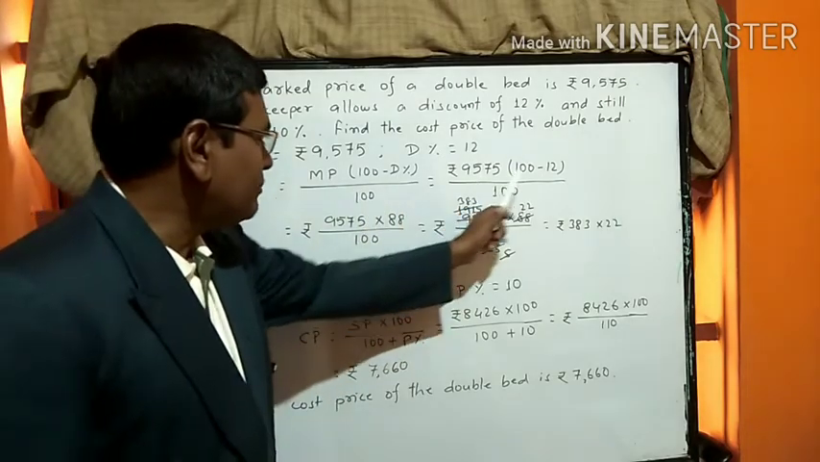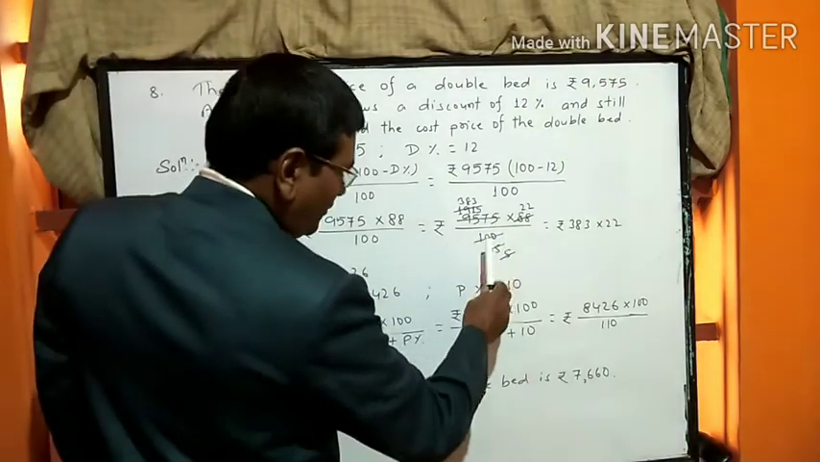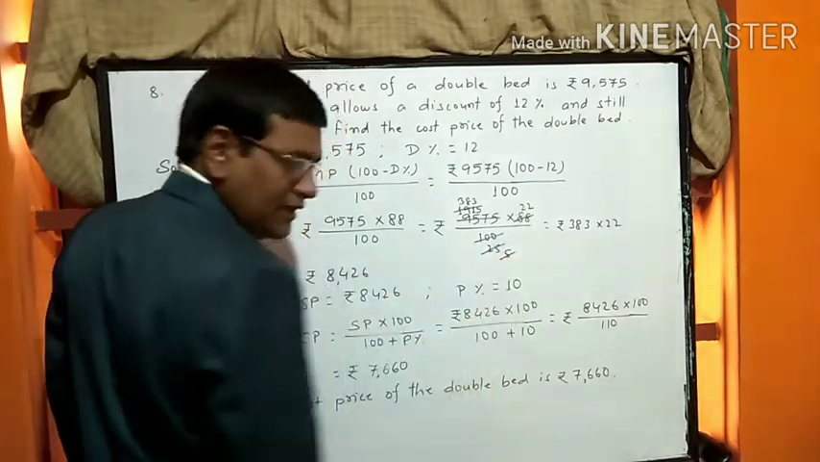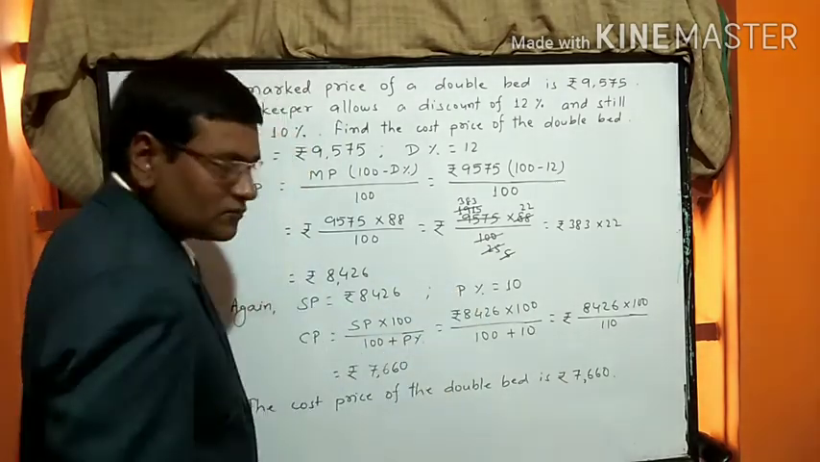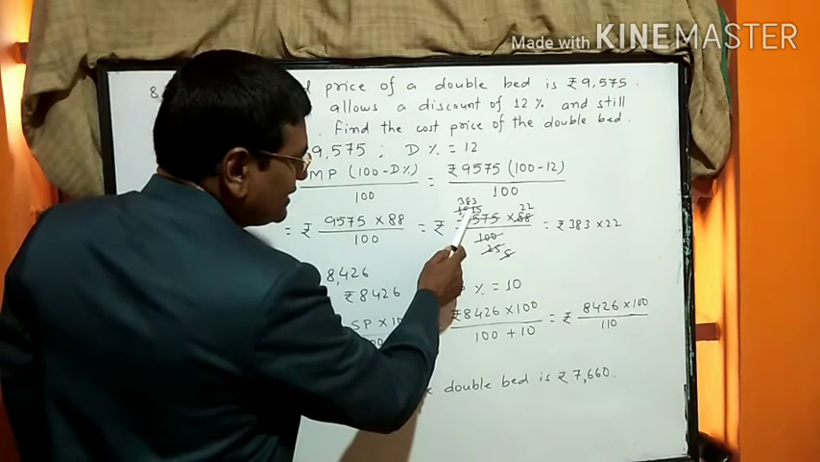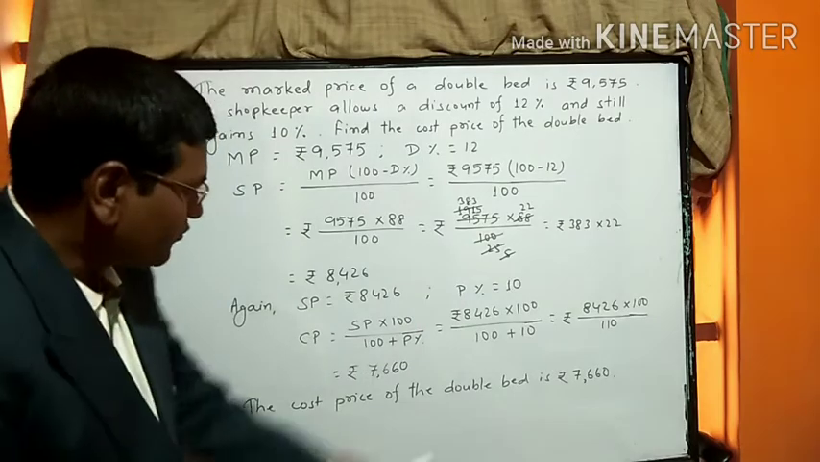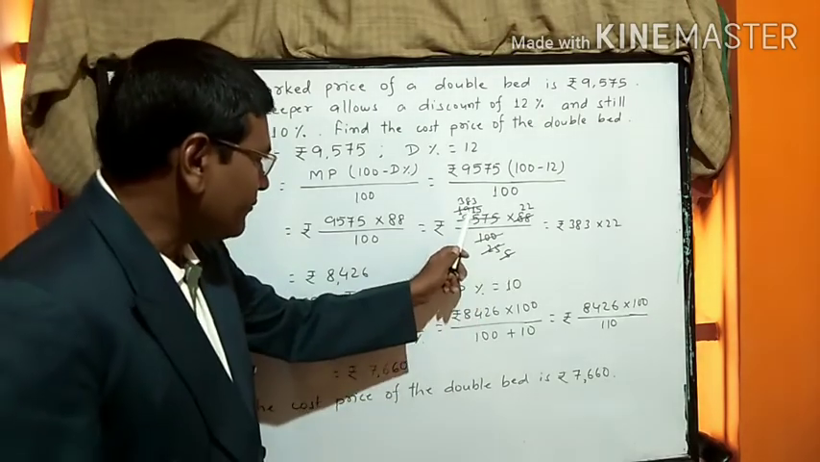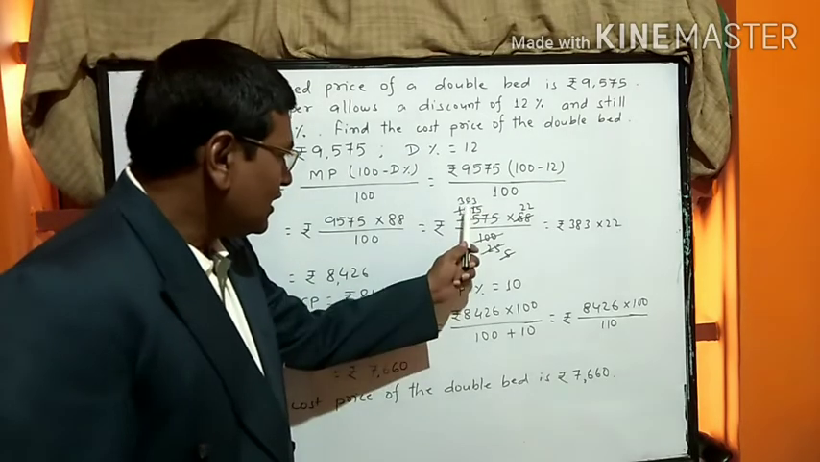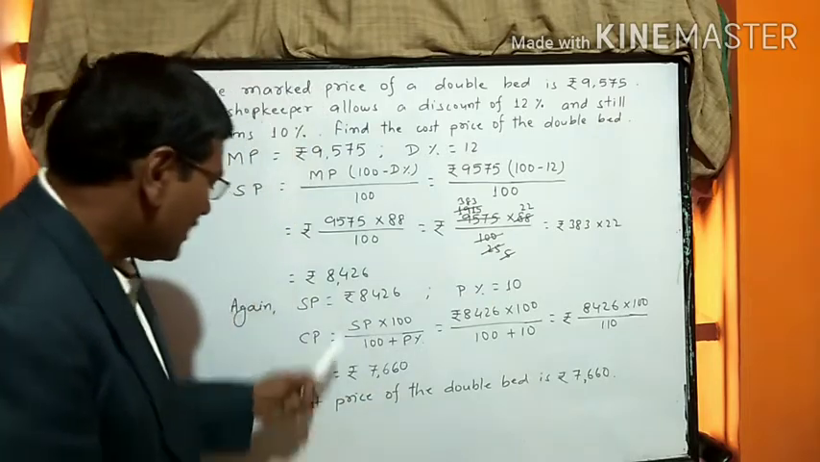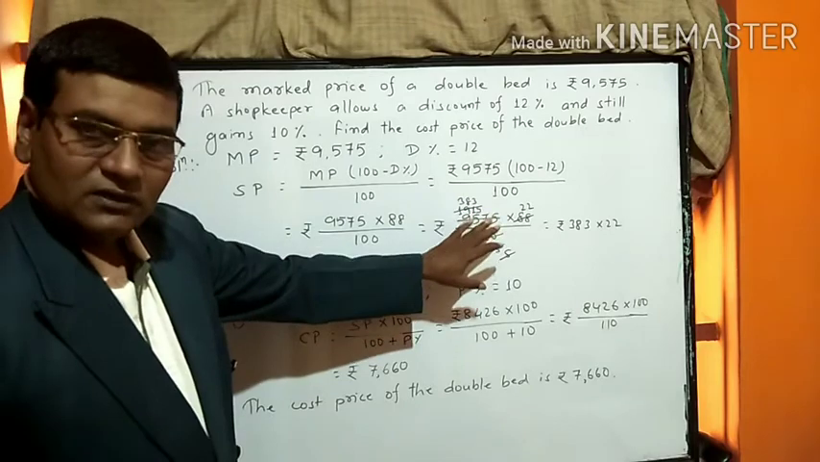Put the value of MP and discount percent. Solve it. Here, first of all, 4 2 ja 8, 4 2 ja 8, and 25, 4 ja 100, 5 5 ja, and 5 1 ja, 5 9 ja 45, 5 1 ja 5, and 5 5 ja 25. Again 5 3 ja 15, 4 5 4 ja 80, and then 5 3 ja 15. 383 into 22. It will be 8,426. You can do it yourself.